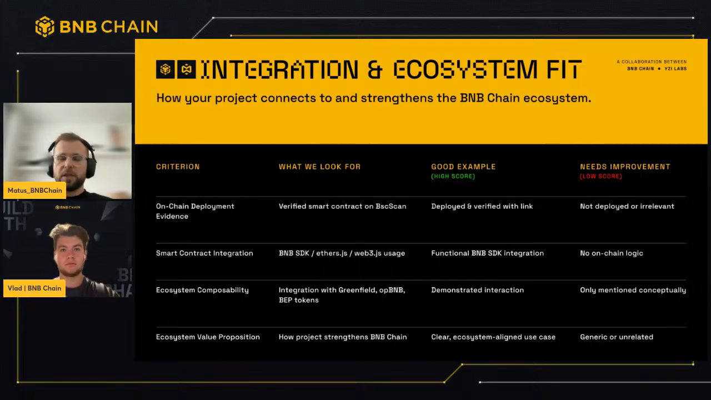Then overall integration. So what did you use to integrate with one of our three chains: Greenfield, opBNB, or BSC? And what's important is to demonstrate the interaction. And finally, how your project strengthens BNB Chain, if it's clearly aligned with our use cases and so on.